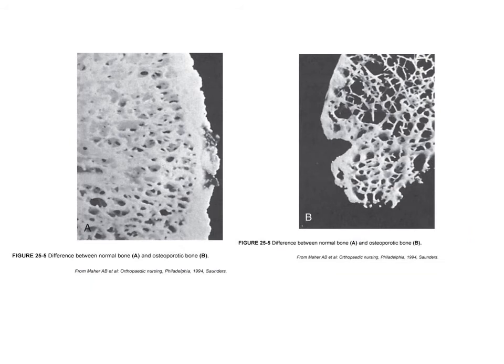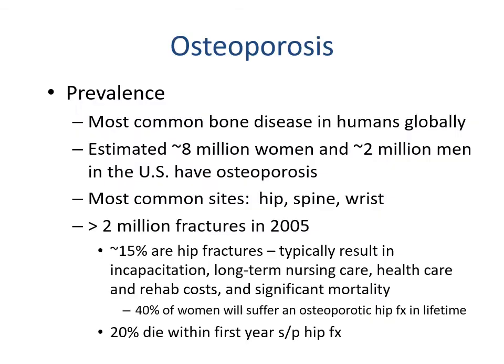So on the left, we have healthy bone, and on the right, you can see significantly larger holes due to osteoporosis in these bones. Again, looking at osteoporosis, this is the most common bone disease in humans globally. An estimated 8 million women and 2 million men in the US have osteoporosis. The most common sites include the hip, spine, and wrist, with more than 2 million fractures in 2005.